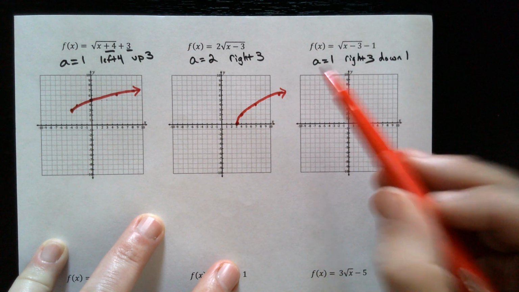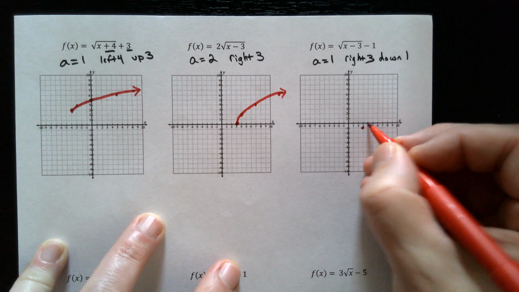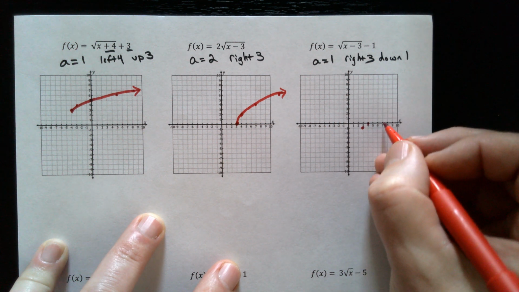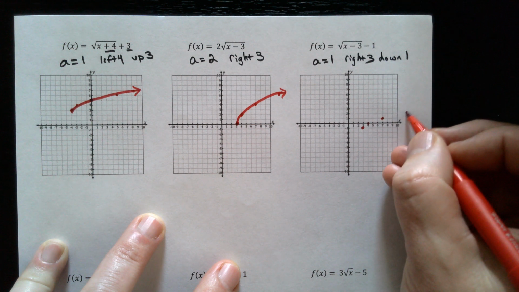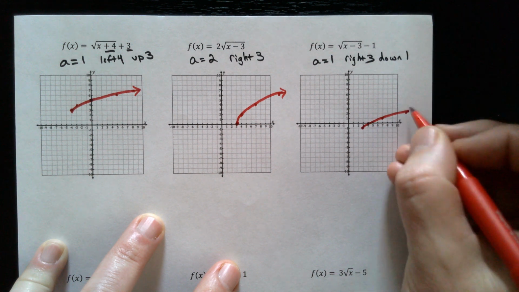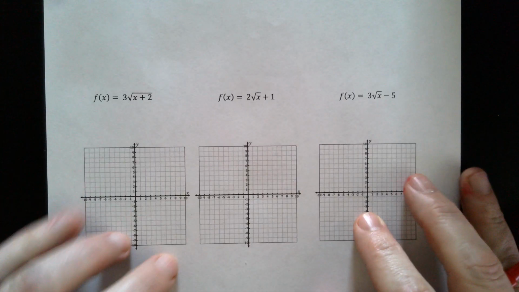Remember A is 1. So I go over 1, up 1, because A is 1. Over 3, 1, 2, 3, up 1. And then over 5, 1, 2, 3, 4, 5, up 1 again. There is my graph. Okay, let's do these last 3 here.